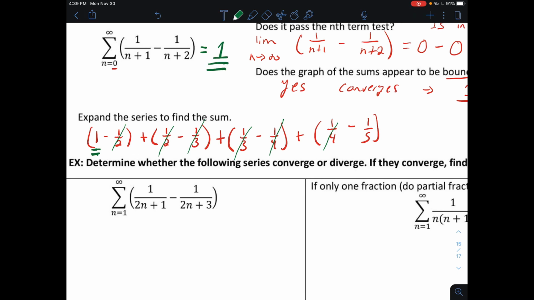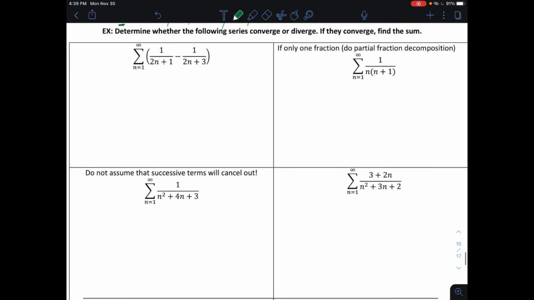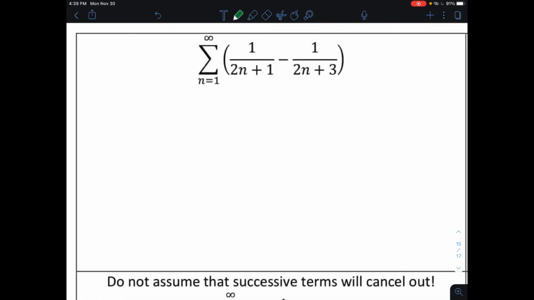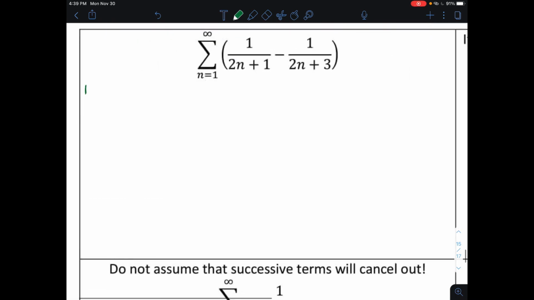All right, let's look at a couple more examples. I want to determine if the following series will converge or diverge, and if they converge, find the sum. The way you start is you do the nth term test. So I'm going to find the limit as n approaches infinity of the expression on the inside, which is 1 over 2n plus 1 minus 1 over 2n plus 3.